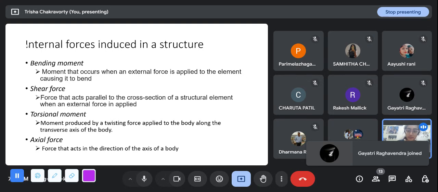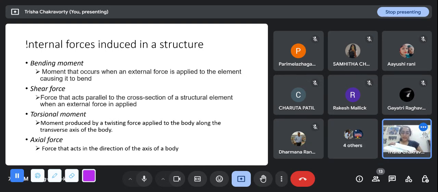Torsional moment is the moment produced by a twisting force applied to the body along the transverse axis. So this is torsion. If this is a beam and this is the cross section you are seeing, then bending moment is when I apply a force like this, it will bend like this. The moment generated is the bending moment. And if I apply a force like this, that is the torsional moment.